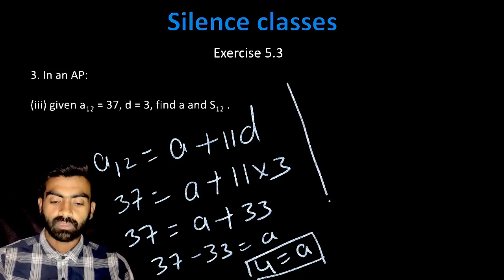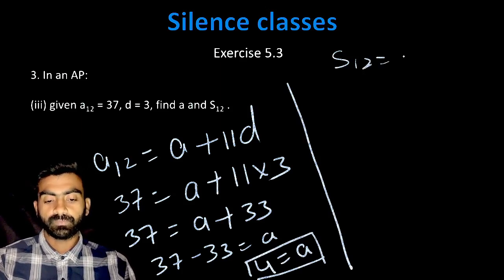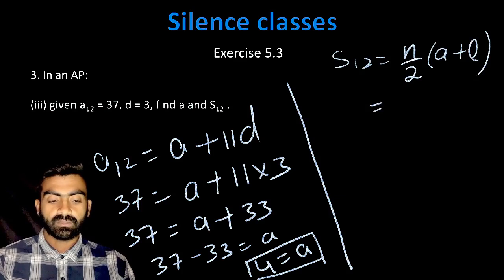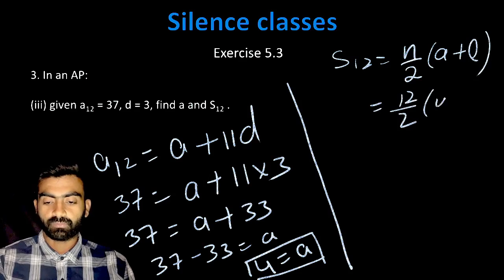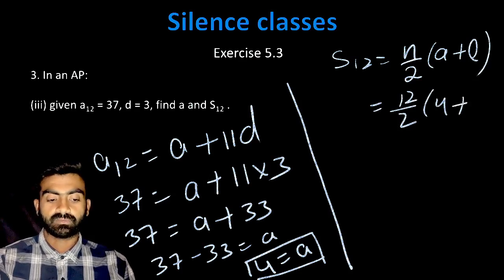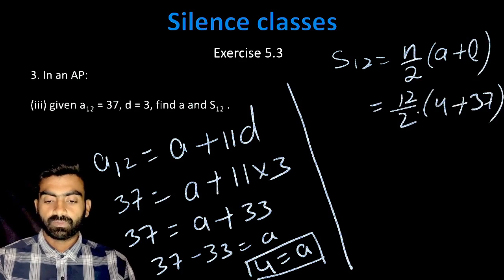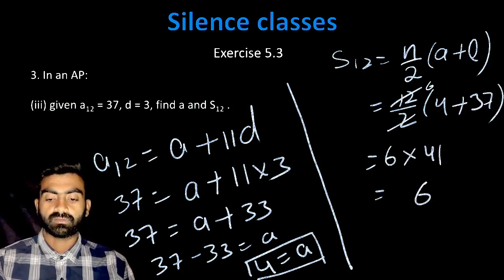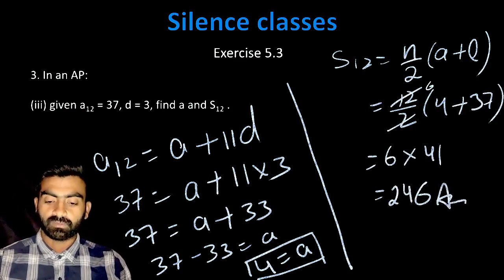Now we have to find S12. So S12 is equal to n upon 2 times (A plus L). The number of terms n is 12, so 12 upon 2, times A, which we have found, that is 4, plus the last term, 37. So we will get 6 multiplied by 41. 6 ones are 6, and 6 fours are 24. So this is the answer.